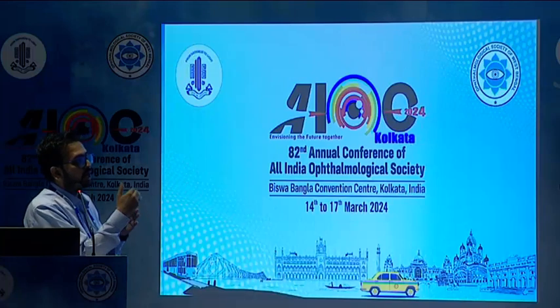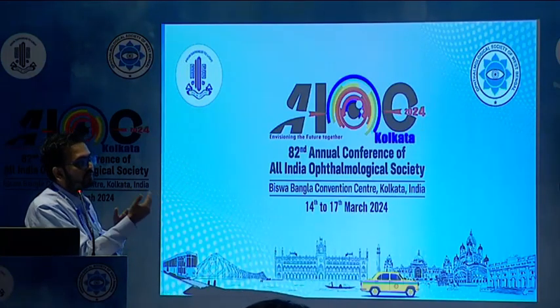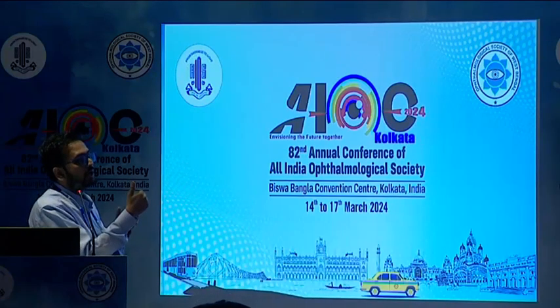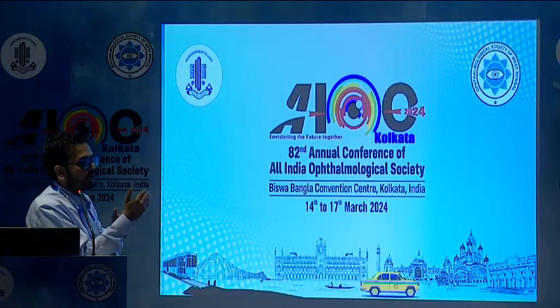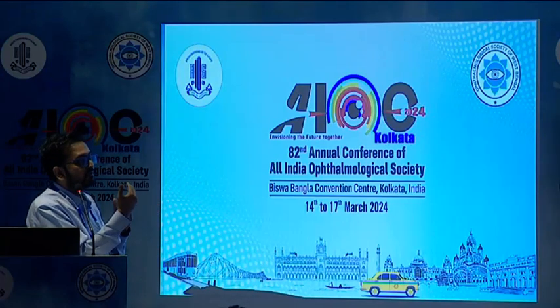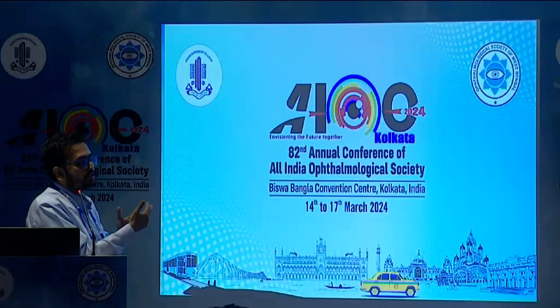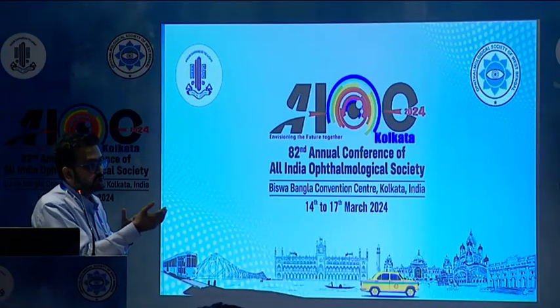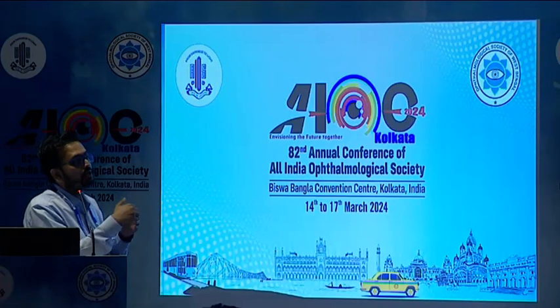Like if IOP is uncontrolled: more than 50 or more than 60 for 2 days, more than 50 for 3 days, more than 35 for 5 days. Along with that, if there is any corneal endothelial staining, and other than that, if there is sickle cell disease, or if there is pre-existing glaucoma, in these conditions we have to intervene immediately.